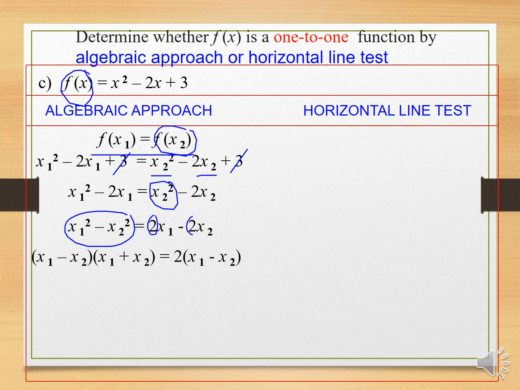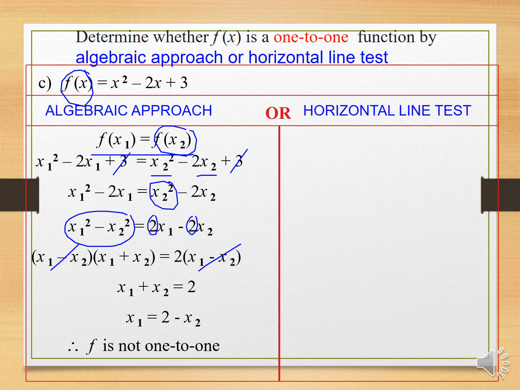And we factorize 2 on the right hand side. We get 2 times (x1 minus x2). Therefore, we can cancel x1 minus x2 on both sides, and we have x1 plus x2 equals 2. Therefore, we didn't get x1 equals x2. We get x1 equals 2 minus x2, which shows that this function is not a one-to-one function.